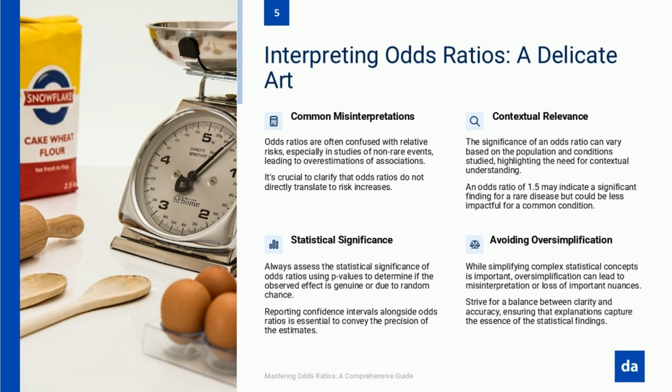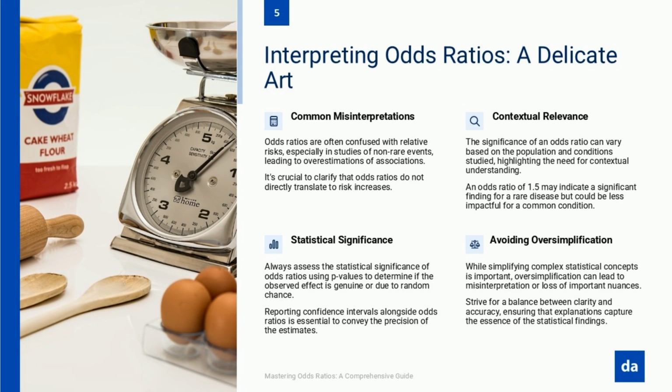If the odds ratio is 2.5, it doesn't necessarily mean that individuals with this dietary habit are 2.5 times more likely to develop the condition. The actual increase in risk could be substantially lower. To avoid this confusion, it's essential to communicate odds ratios in a way that clearly distinguishes them from relative risk.